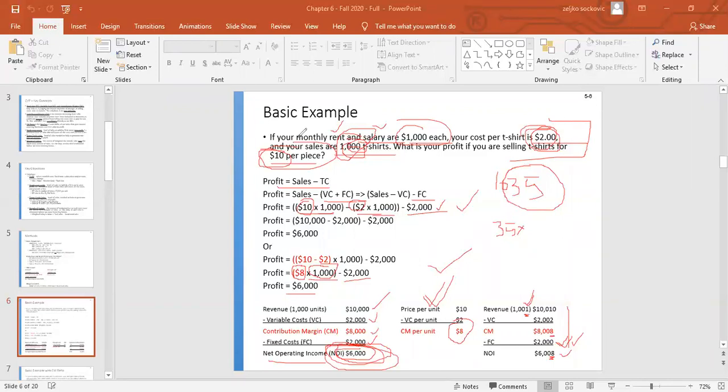The price is staying the same, 10, and the variable cost is staying the same at 2. So this will work for every unit then. 10 minus 2 is 8. So you will be making contribution margin of $8 for each unit.